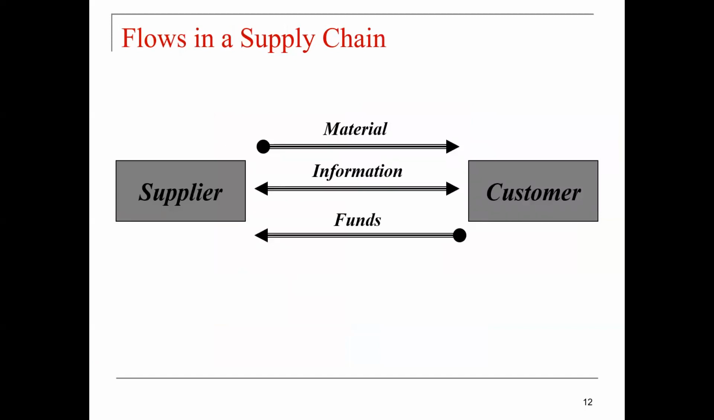This is what I stated in the previous slide. There are three connections here. The material goes from the supplier to the customer as the product. The information flows between the supplier and the customer. The customer states what they want, the supplier receives that information, and then information gets back to the customer. Then the funds go back from the customer to the supplier, who is the one being paid for the product.